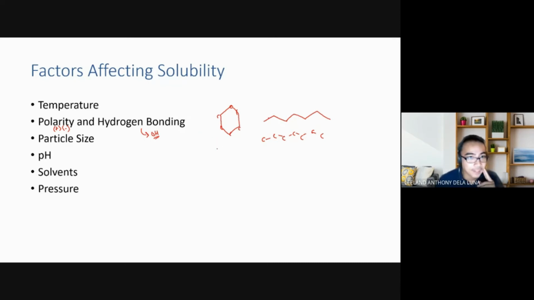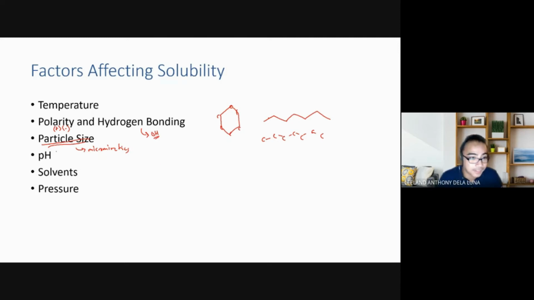Okay, another factor, class, to consider would be, of course, particle size. Okay, dito papasok yung science of micromeritics. Some processes that we can use to reduce the particle size. Okay, ano yung science behind it? Is it always good to reduce the particle size of your compounds? So those are things that we will be studying here. Pero for now, class, it's not part of our topic for today. Pero gusto ko malaman ninyo that one of the factors affecting solubility would still be particle size.